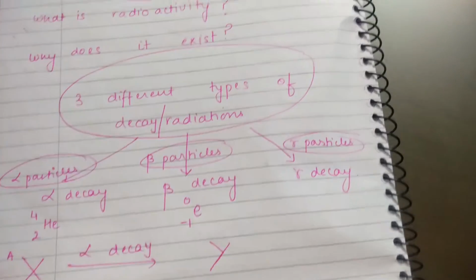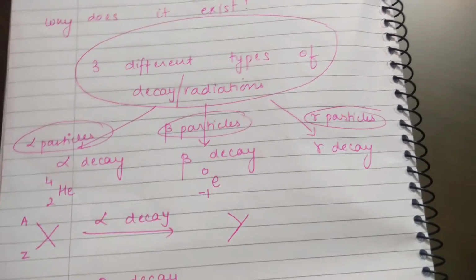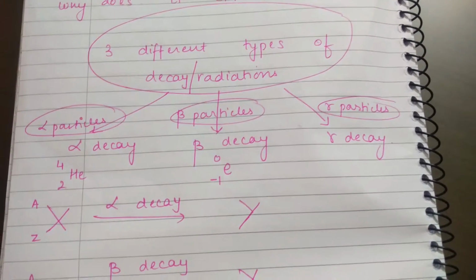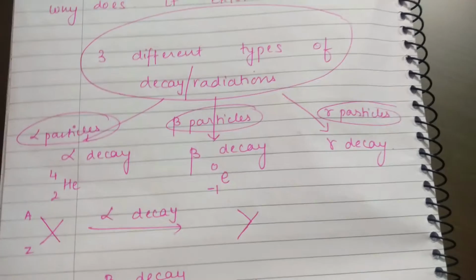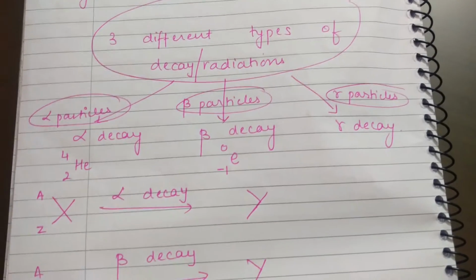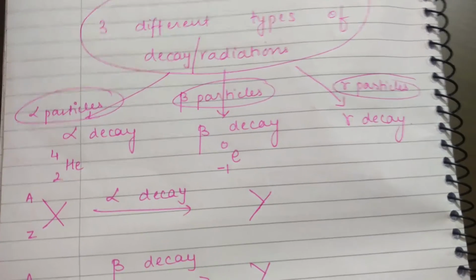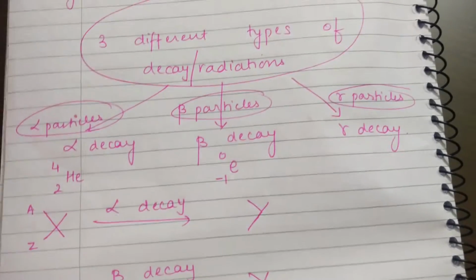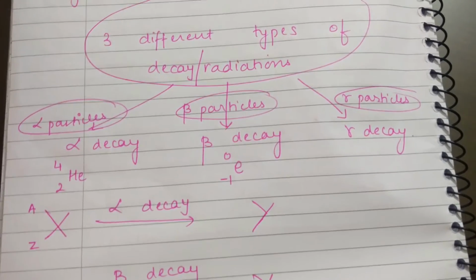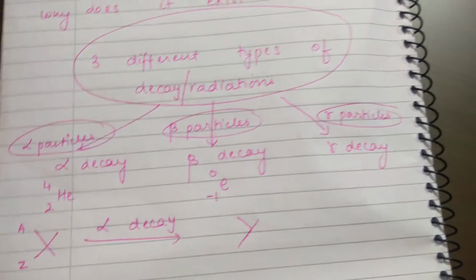So there are three different types of decays or radiations. You have alpha particles, and if alpha particles are released, then that's called alpha decay. An alpha particle is nothing but a helium nucleus. A helium nucleus is the helium atom minus the two electrons, so it's just two protons and two neutrons, and thus it would have a positive charge of 2 plus.